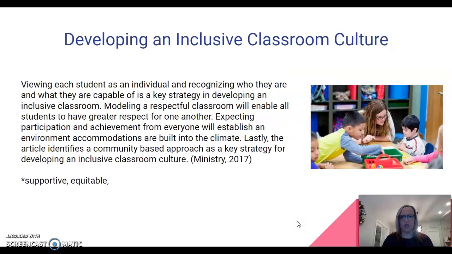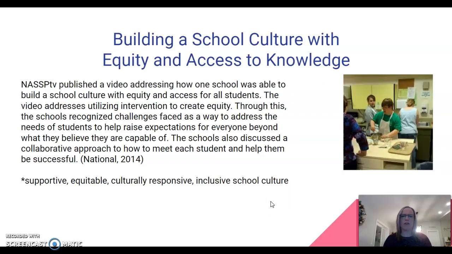Developing an inclusive classroom culture. This hit home with me because I was a classroom teacher for about 6 or 7 years, and I notoriously had a special education classroom because that's how it was done at the time. And I do feel like that was one of my strong suits as an educator, was creating a culture in which every single kid was respected. We all worked together and we were all valued. And it became the norm. There was no question about how we did business because we all respected each other and were there to support each other's learning. Building a school culture with equity and access to knowledge.